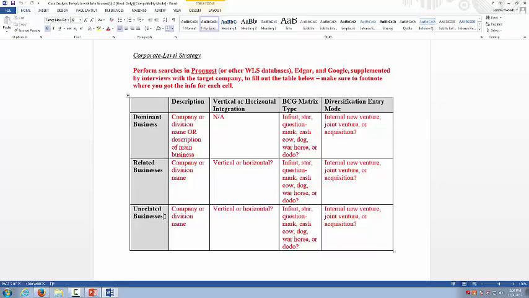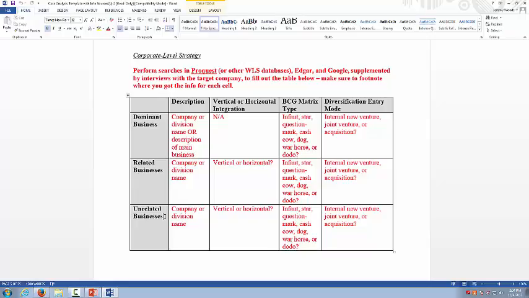So there's Amazon Prime now, for example. Amazon Prime is basically like an entertainment distribution service in some ways. It's also a distribution service for other products. So here you're going to put Amazon Prime as the division name.